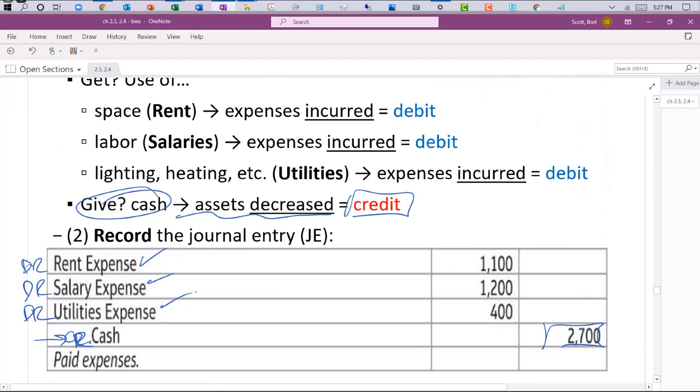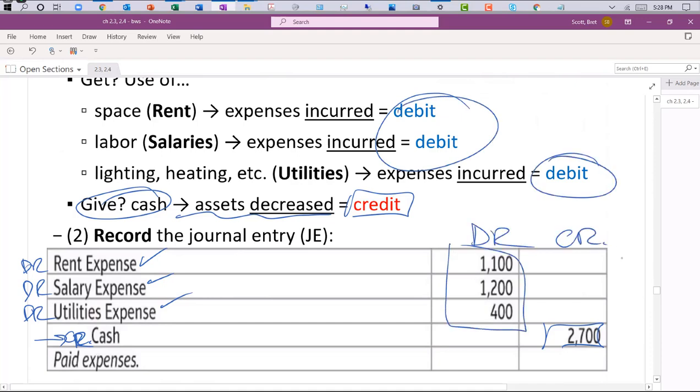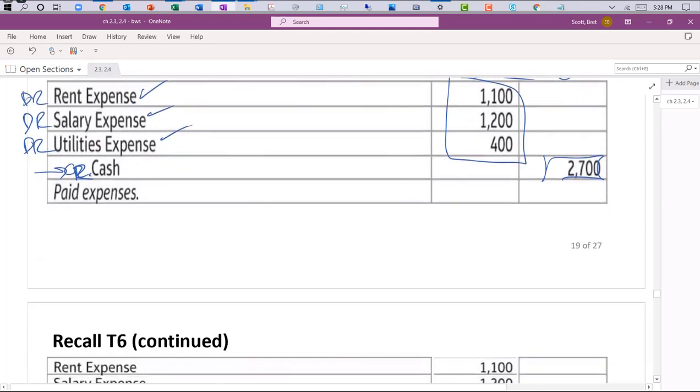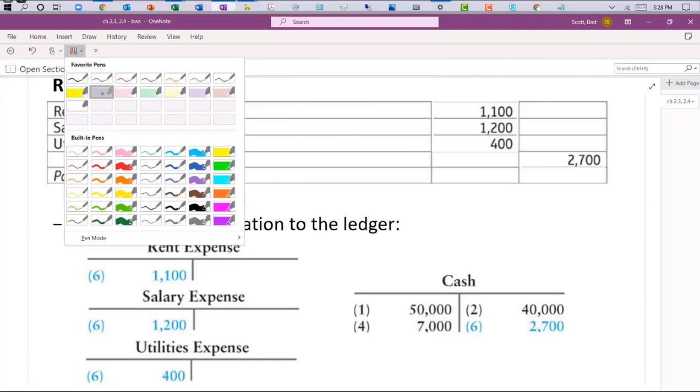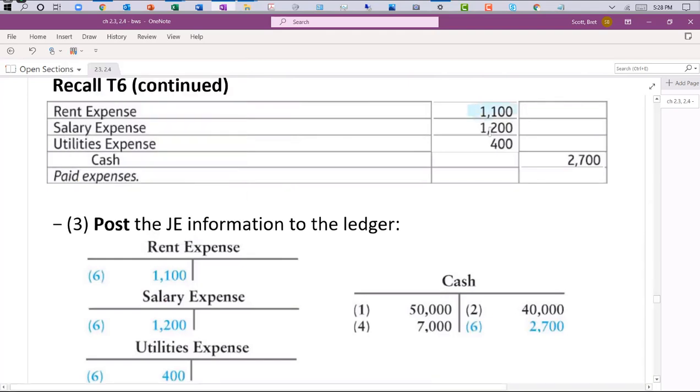So for every credit, we need a debit. Expenses are almost always debited. So go ahead and plug those in on the debit column. And then from there, go down and post the information. Debit rent expense, salary expense, utilities expense. Don't forget to credit the cash.